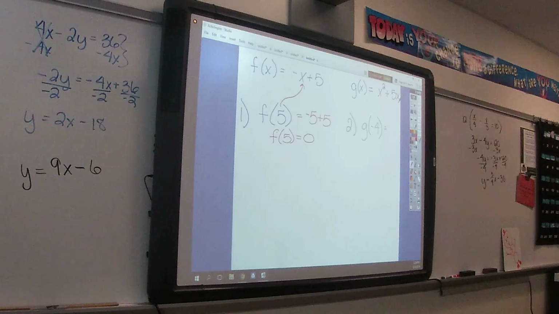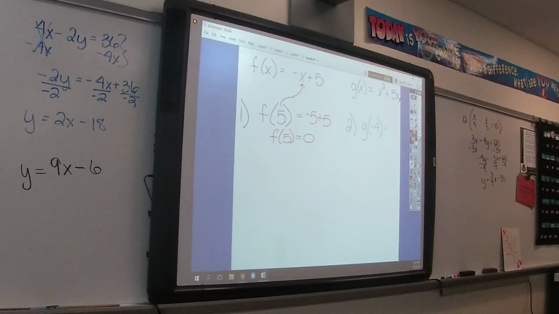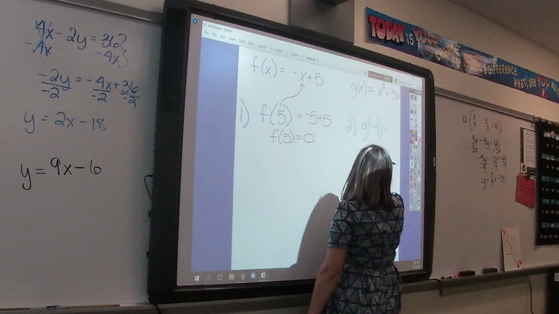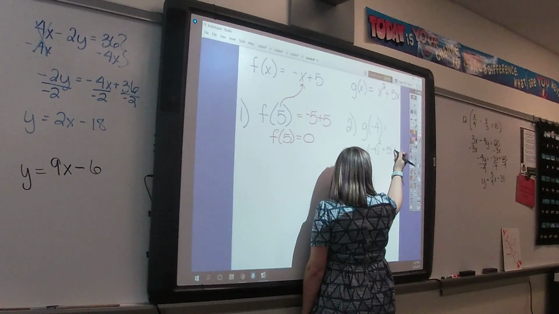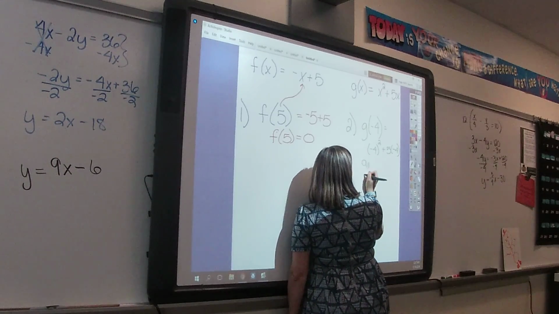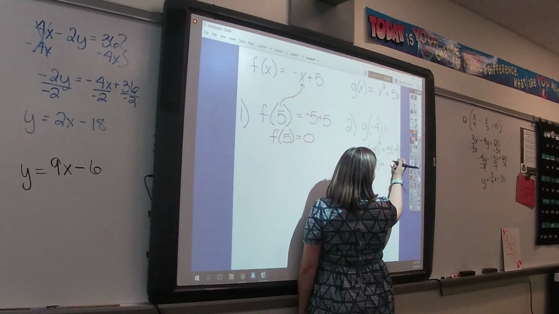I tell my students this all the time. If you're not sure, put the parentheses there. I can think of very, very rare cases where it matters. Just put the parentheses. You'll be wrong if you don't have them, and you'll probably be fine if you do. So we want to make sure we're doing negative 4 squared because that then makes it a positive 16. So we'll get g of negative 4.